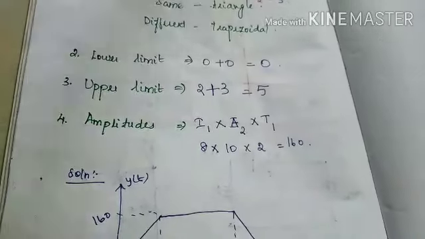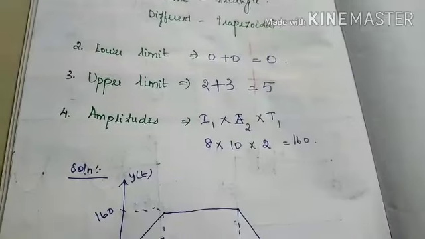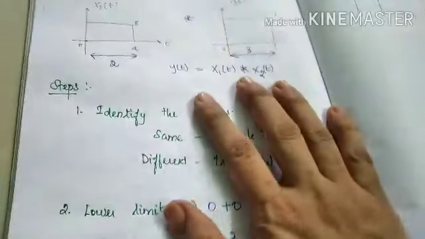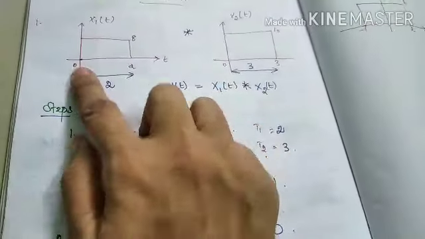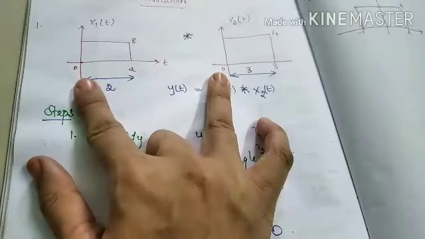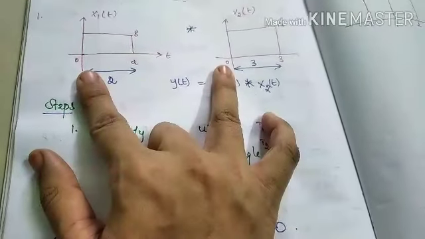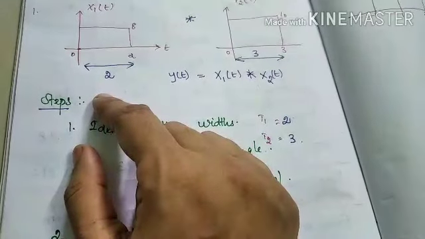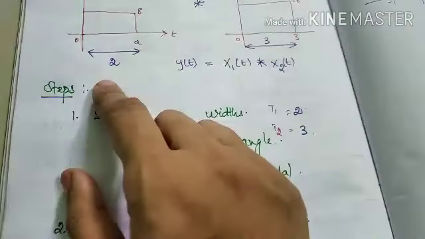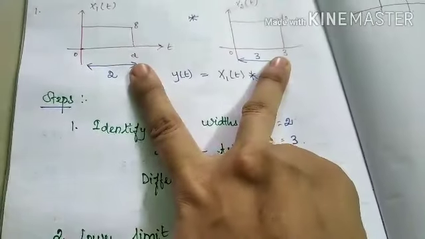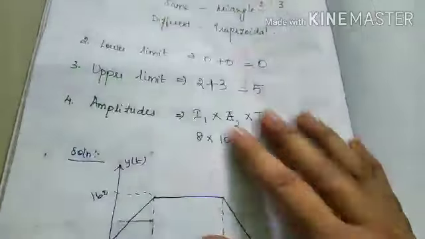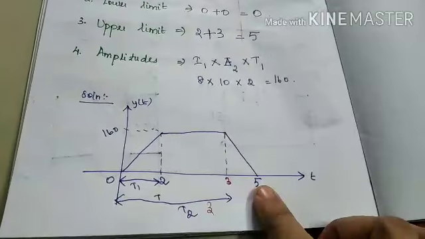Then we have to find the lower limit. Lower limit is our second step. How can we find the lower limit? We have to add the lower limits of two input plots, that is 0 plus 0. Then the third step is to find the upper limit. How can we find the upper limit? We have to add the upper limits of these two plots, that is 2 plus 3, which is equal to 5. So this is the upper limit of our output plot.